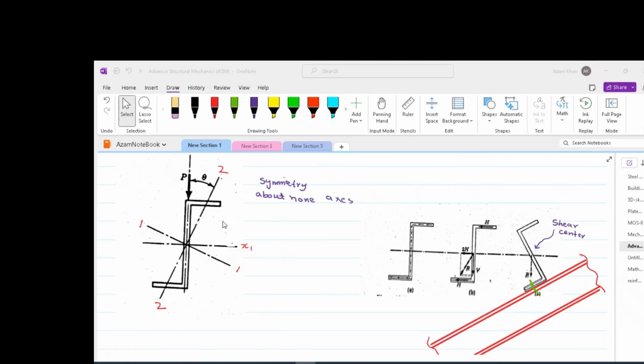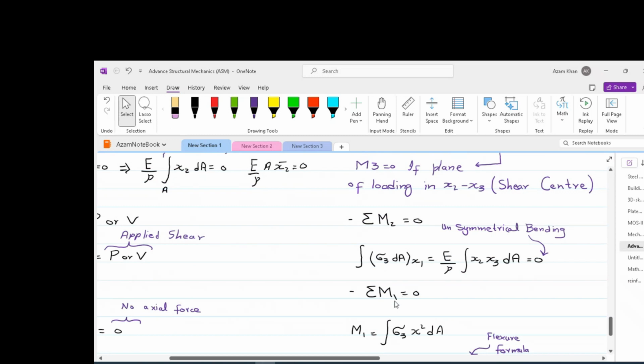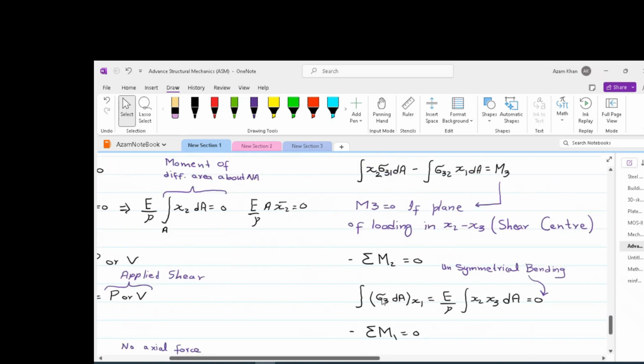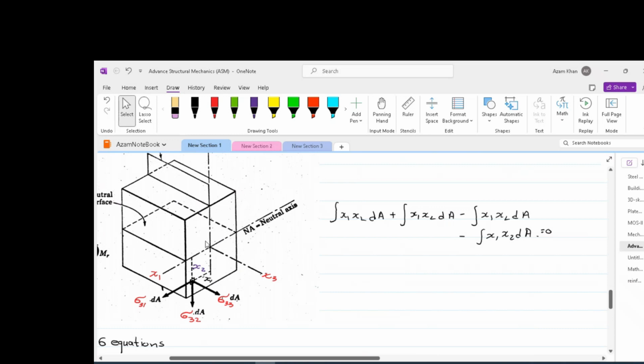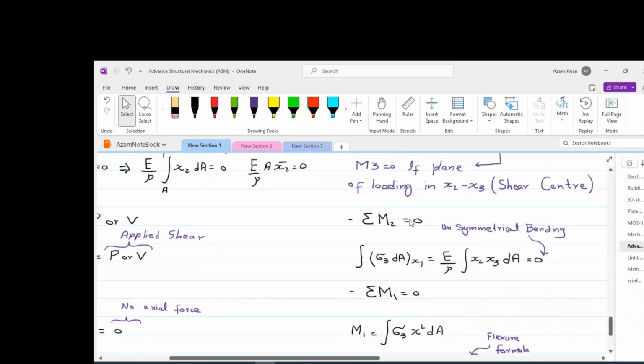Please note, the Z purlins are placed on an inclined roof in such a way that the resultant force lies in the principal axis so that the unsymmetrical bending is neutralized. Finally, we discuss the summation of moment about x1. The moment about x1, which is the neutral axis, is equal to the applied external moment. And hence, this gives us the flexure formula.